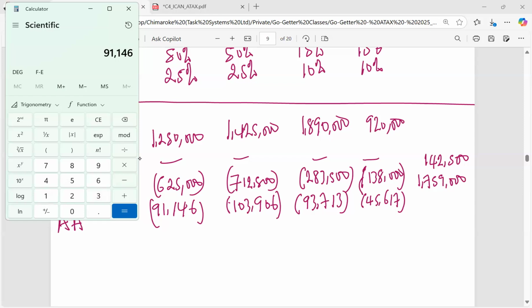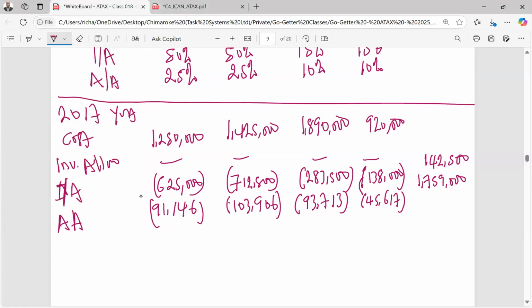So what I'm going to do now is add all of these together: 91,146 plus 103,906 plus 93,713 plus 45,617. It gives you 334,382. Now I'm going to get my total capital allowance, so let me add the total capital allowance.